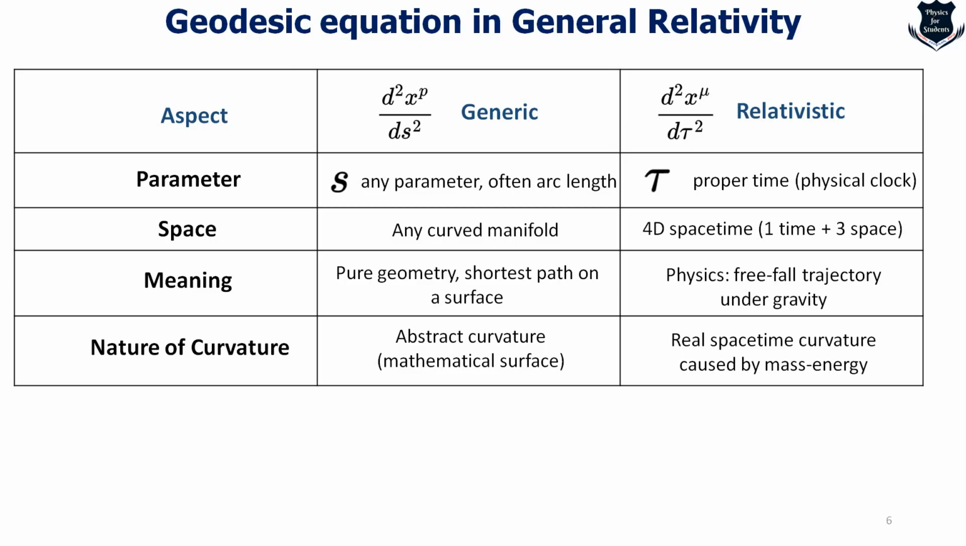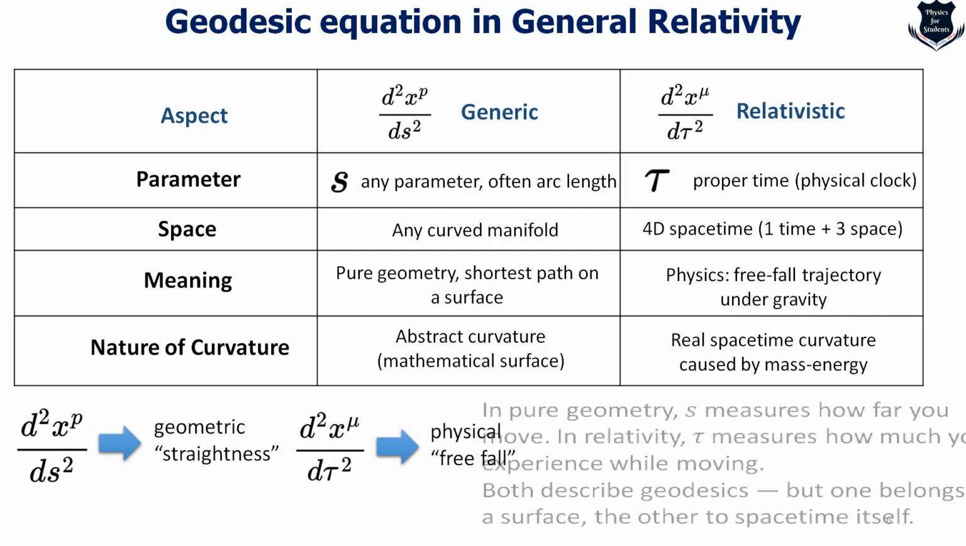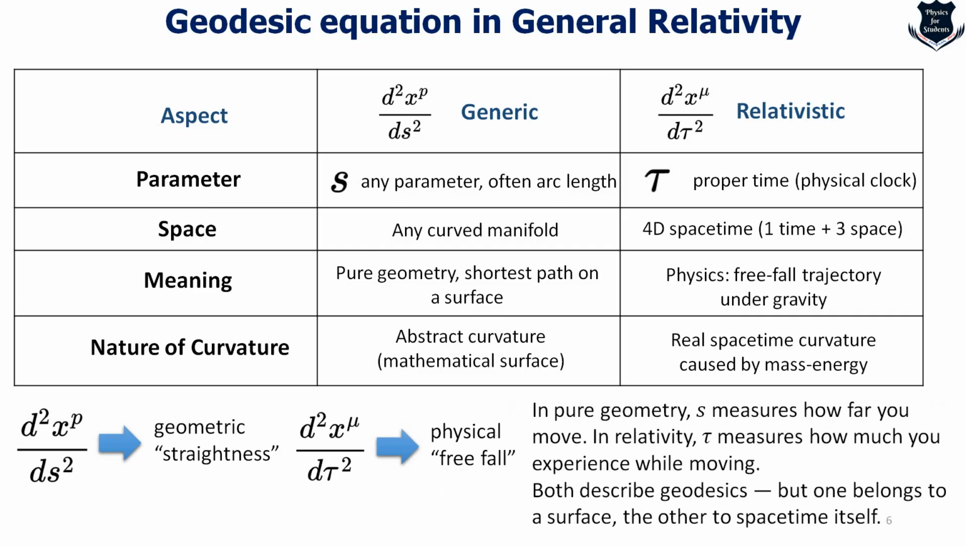So from here what we can say definitely is that this component is geometric, pure straightness. And in case of this part, this is pure physics. In physics, it is a free fall. So we can conclude that in pure geometry, s measures how far you move, but in relativity, tau, which is replaced by s, measures how much you experience while moving. So remember, both describe geodesics, but one belongs to the surface and the other belongs to the space-time itself.